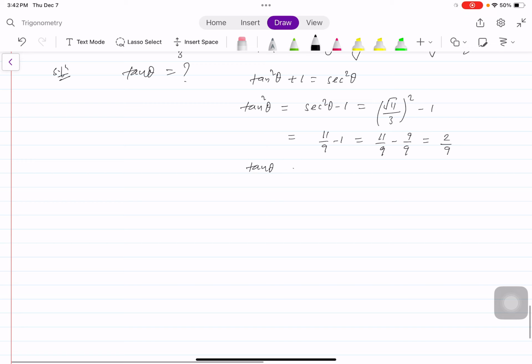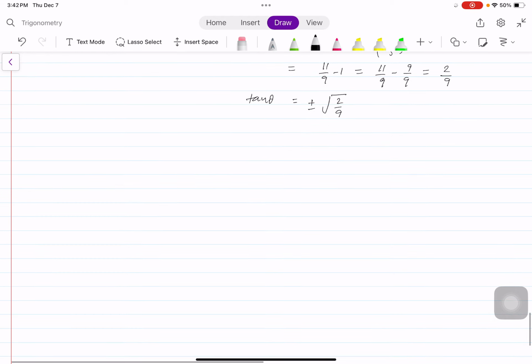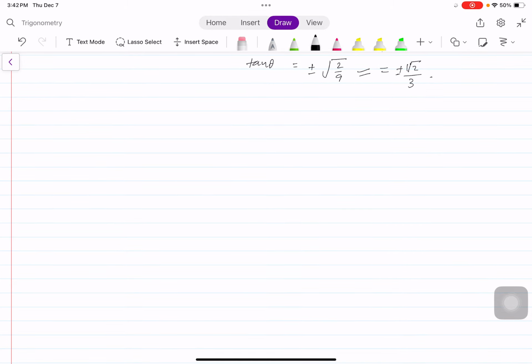So what is tangent? It can be plus or minus square root of 2 over 9, depending upon wherever theta lies, it will be positive or negative. We will discuss it later, but for now whatever you choose, plus or minus, it's okay. Further you can simplify it to plus minus square root 2 over 3, because we can distribute the square root sign.